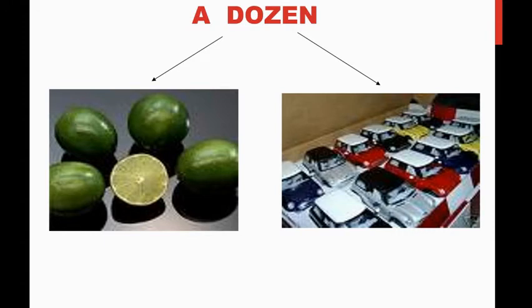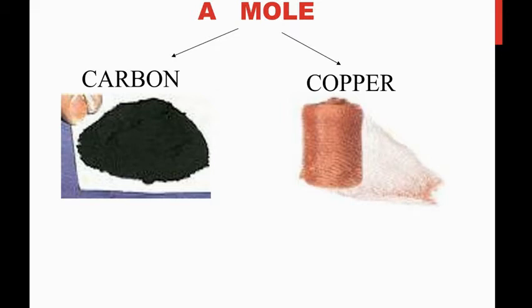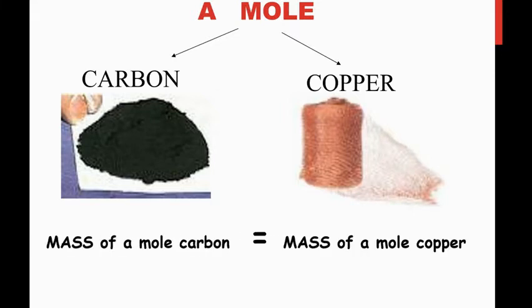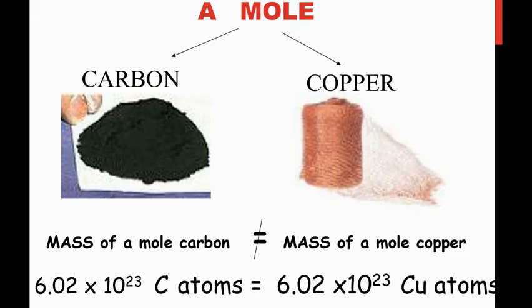So going back to our discussion of a dozen, here I can have a dozen limes and a dozen cars. That's going to be 12 limes and 12 cars. But does the mass of a dozen limes equal the mass of a dozen cars? No, they are very different masses, right? Toy cars or regular cars, they're still going to have a different mass. So a mole of carbon and a mole of copper, do they have the same mass? No. Copper has a much higher mass than carbon. But they both have the same number. They both have 6.02 times 10 to the 23rd atoms.